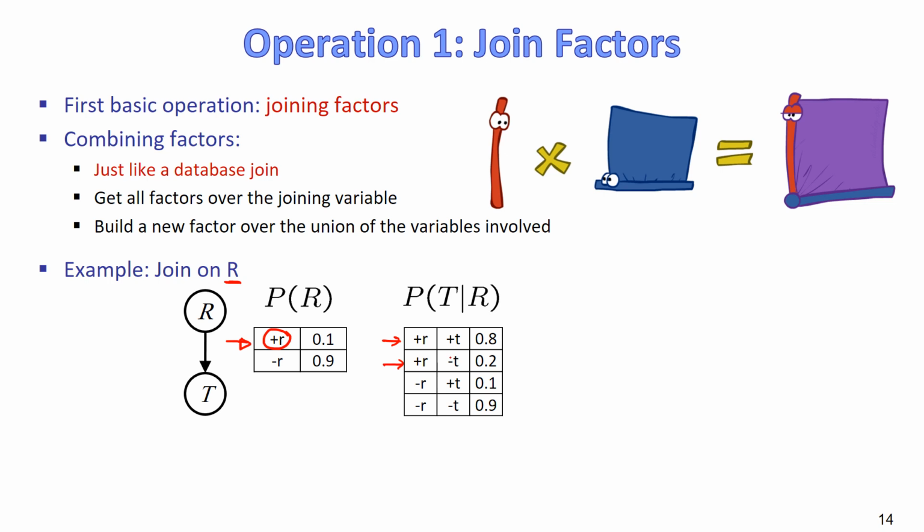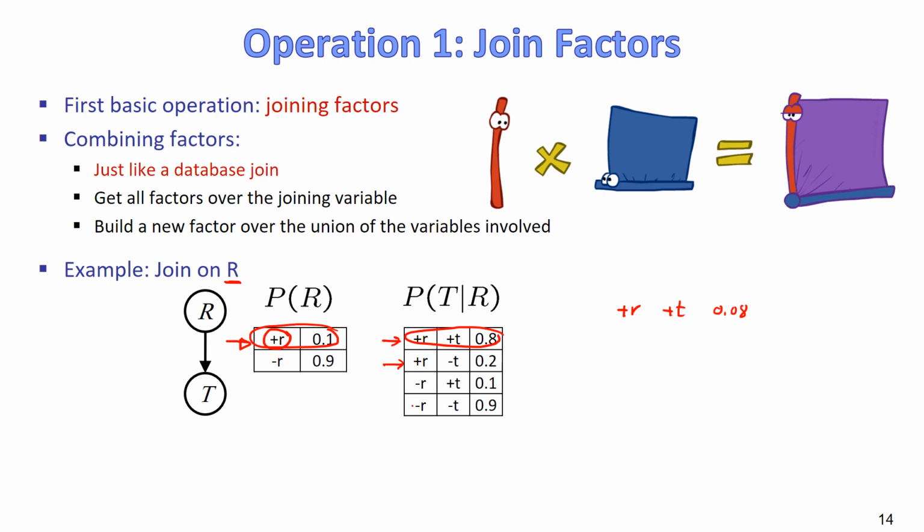What will we do with these rows? We will multiply the probabilities. So we'll take this row, and of course this will match this row, which gives us plus R, plus T in the new factor, and 0.1 times 0.8, which is 0.08.